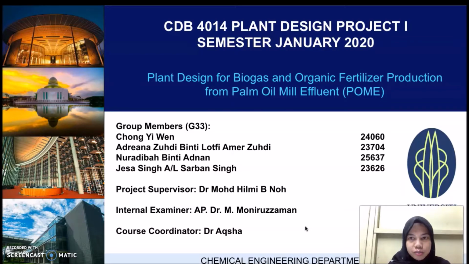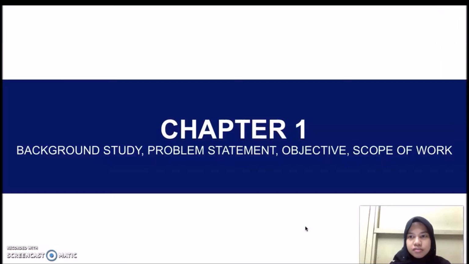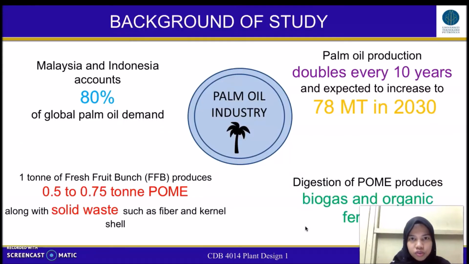We'll be presenting our plant design project, which is entitled Plant Design for Biogas and Organic Fertilizer Production from Palm Oil Mill Effluent, or as we call it, POM. My team consists of me, Nora Diba, Chong Yewen, Adriana Zudi, and Jessa Singh, and our project supervisor is Dr. Hilmi. The outline for today's presentation consists of 7 chapters, which will be presented by all of us. Let's proceed to the first chapter, which consists of background study, problem statement, objective, and scope of work.